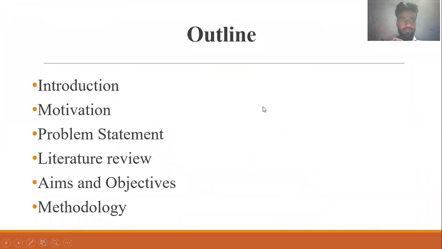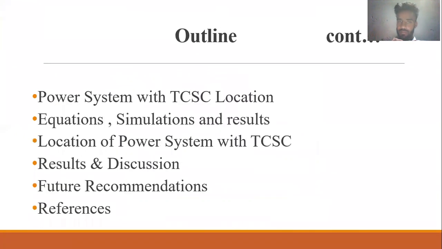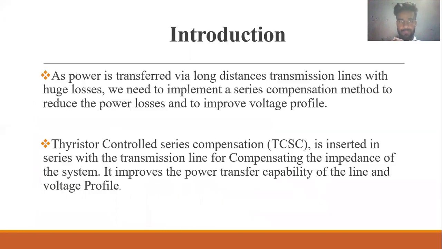This is the outline of our project. First of all, I would be introducing it, then the motivation, problem statement, literature review, aims and objectives, and methodology. Further, I would be explaining the power system with TCSC, its location, its equations, mathematical modeling, simulations, and location of power system with respect to TCSC, results and discussion, future recommendations, and the references. This is the outline of my project presentation.